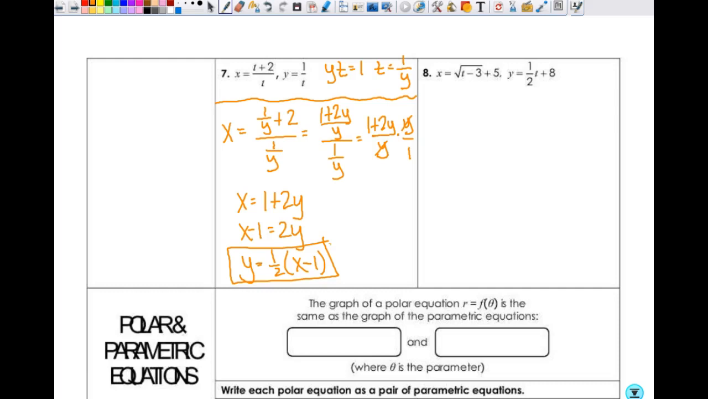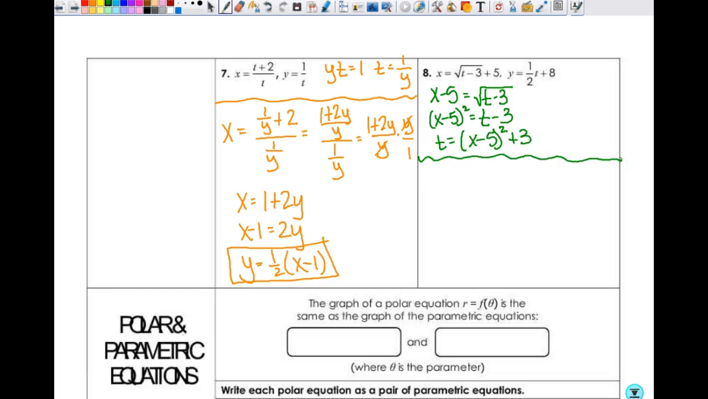All right, let's look at number 8. On number 8, I would say that y probably looks easier to use there, but then you're going to have to put it in the square root. I think it might be better just to go ahead and get rid of the square root. So we're actually going to use x and solve for that one, to solve for t. So I'm going to take x minus 5, it's going to equal the square root of t minus 3. So then I can square both sides and get (x minus 5) squared equals t minus 3. So t equals (x minus 5) squared plus 3. Okay, so there's my t equation.